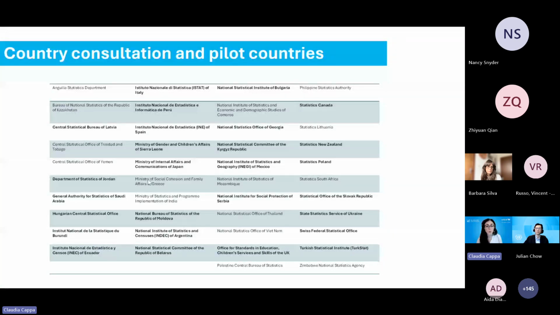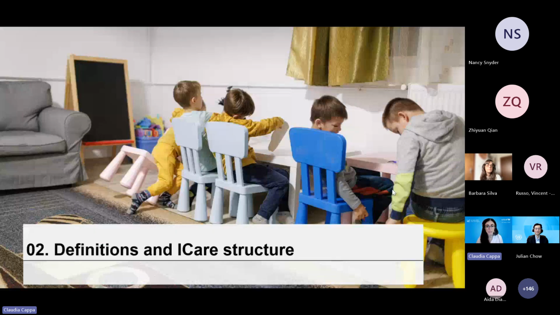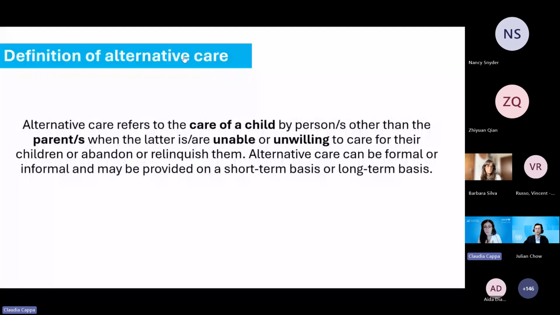Let me now go into the definitions and a little bit on the structure of the International Classification of Alternative Care for Children. Starting with the definition of alternative care that we landed on: it refers to the care of a child by a person or persons other than the parents, when the parents are unable or unwilling to care for their children, or abandon or relinquish the child or children. So alternative care can be formal or informal and might be provided on a short-term or long-term basis.